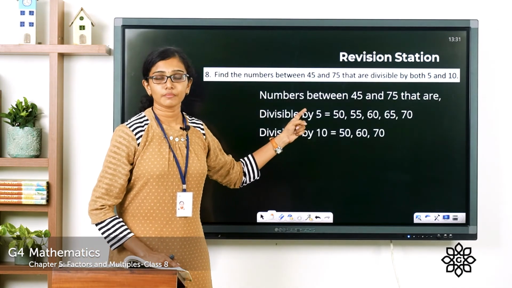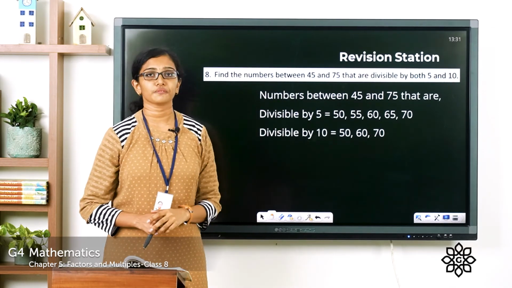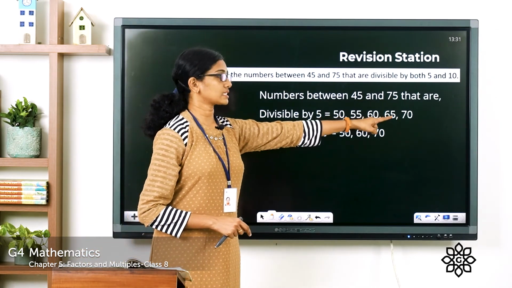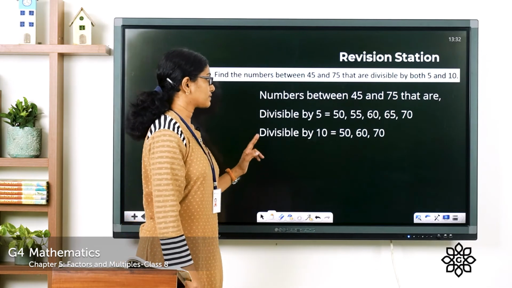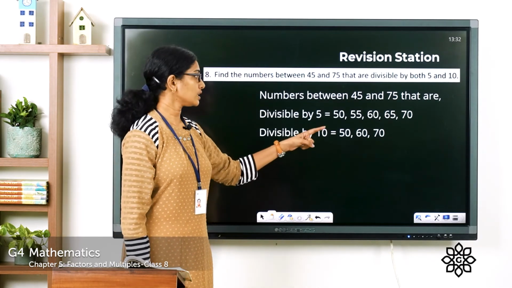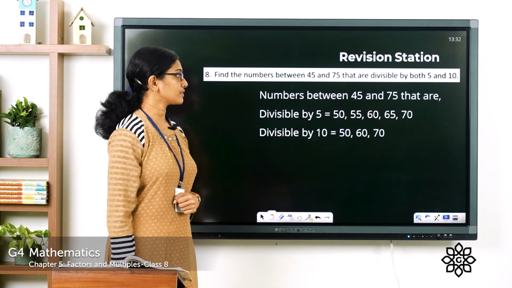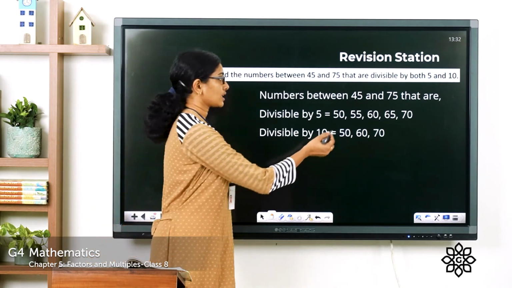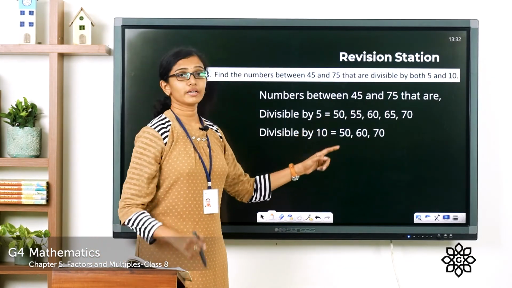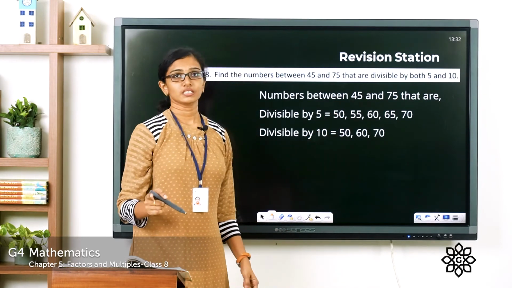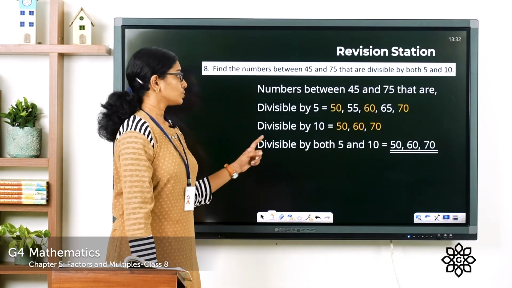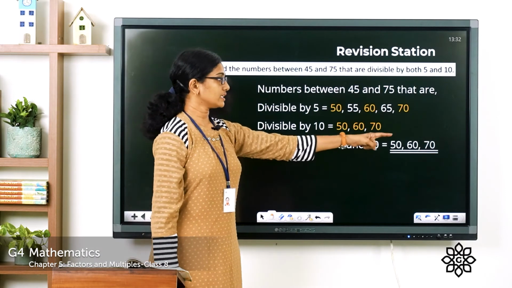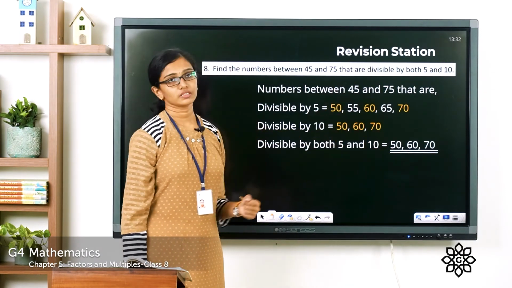So, let's first see the numbers divisible by 5. The numbers between 45 and 75 that are divisible by 5 are 50, 55, 60, 65 and 70. And divisible by 10, the numbers ending with 0, are 50, 60 and 70. So, the numbers which are divisible by both 5 and 10 will be those divisible by 5 whose ones digit is 0. So, which are those numbers? The numbers divisible by both 5 and 10 are 50, 60 and 70.